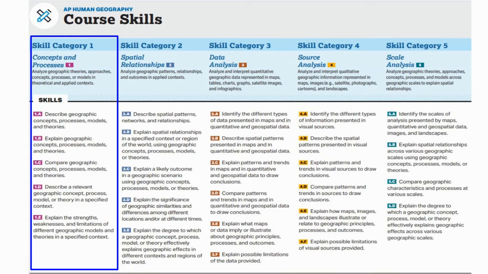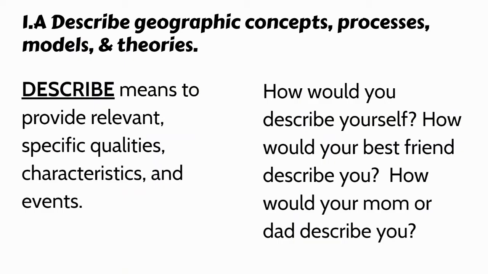So let's talk a little bit in more detail about skill category 1, and I'm going to walk you through 1A through 1E. This would be a good opportunity, if you had seen the last video, you'll understand the expectations for this video. But if you do have questions over any parts of the video, that would be a good thing for you to jot down and then bring to those meetings when we do discussion about whatever you want, really, but also related to content. Okay, so skill category 1A is to describe geographic concepts, processes, models, and theories.